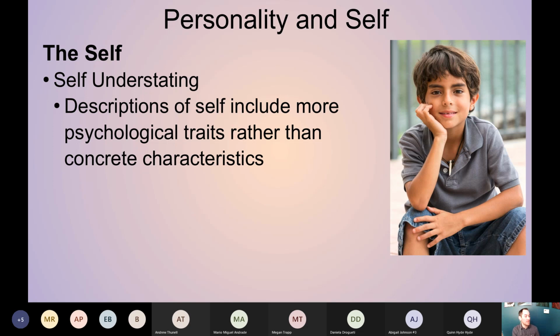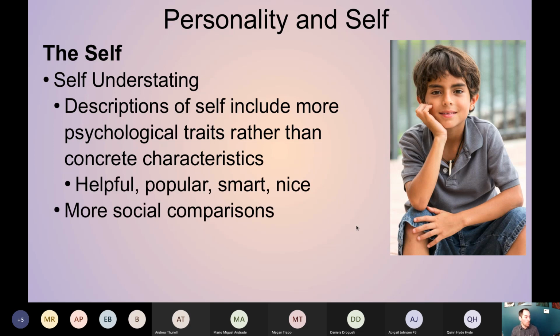So at this point, the understanding of self is getting a lot more depth. So middle childhood, think anywhere from, say, 8 to 12. So imagine a child that you know in that range. Their descriptions of themselves, their understanding of themselves, is going to include a lot more psychological traits rather than just concrete characteristics. That was one of the capacities that early children had, to compare and see that they had maybe brown hair versus their friend had blonde hair or black hair or something like that. But now they're adding more psychological traits.